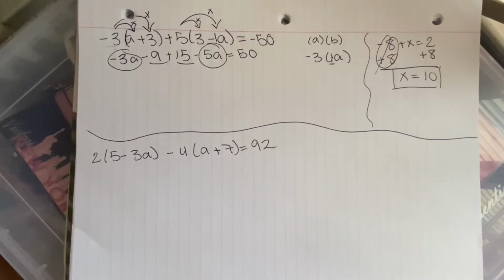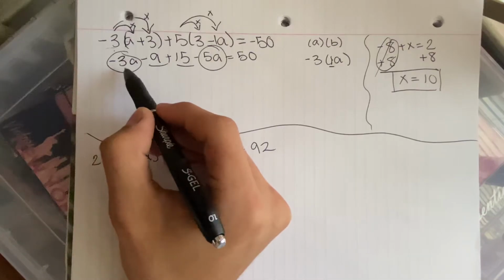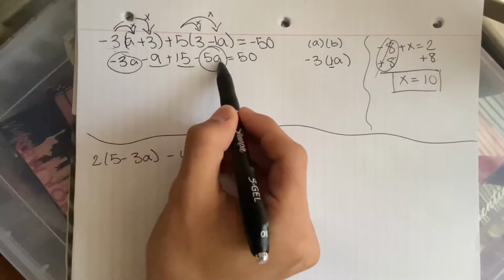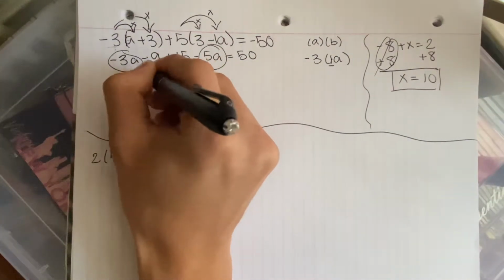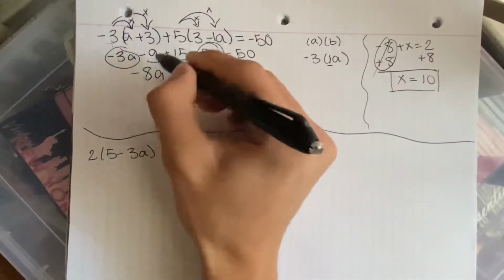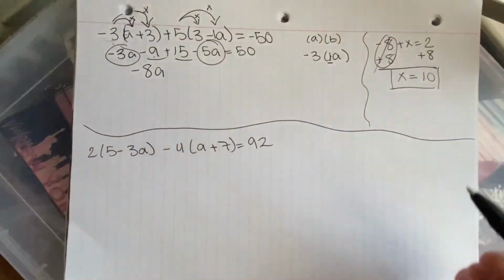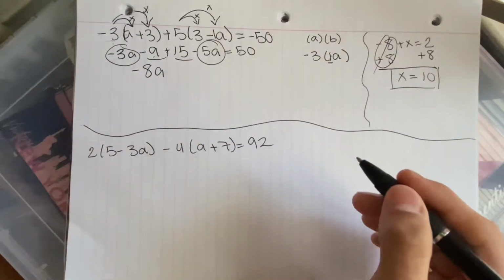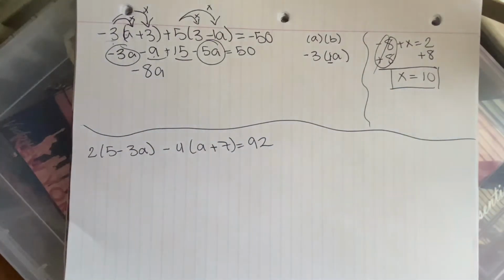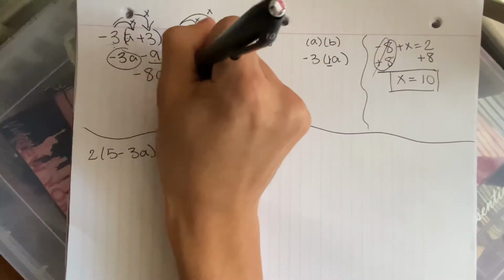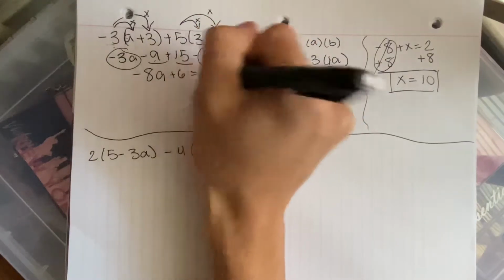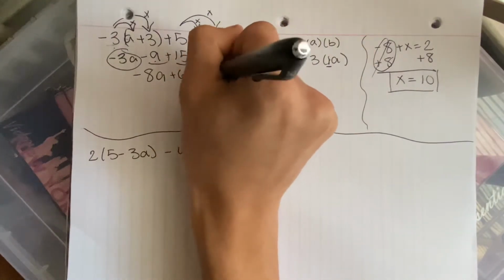So now we're going to go ahead and combine those like terms. Negative 3a minus 5a. What does that give us? Negative 8a. Okay? Negative 9 plus 15. That's essentially 15 minus 9, which is going to give us positive 6. Now we simplified this, so we're going to put it equal to negative 50, right?